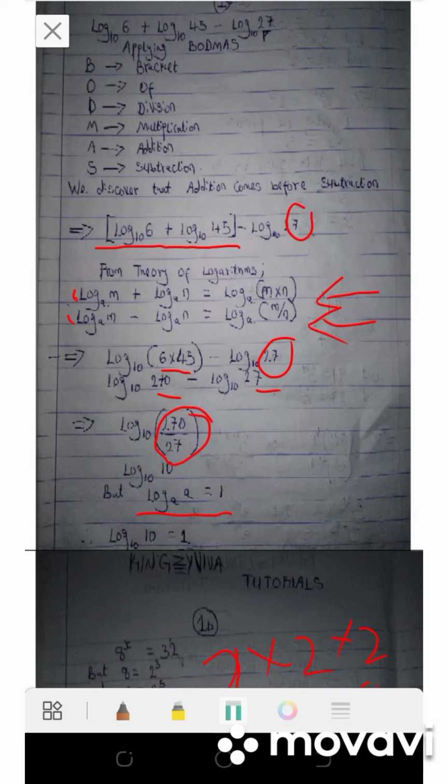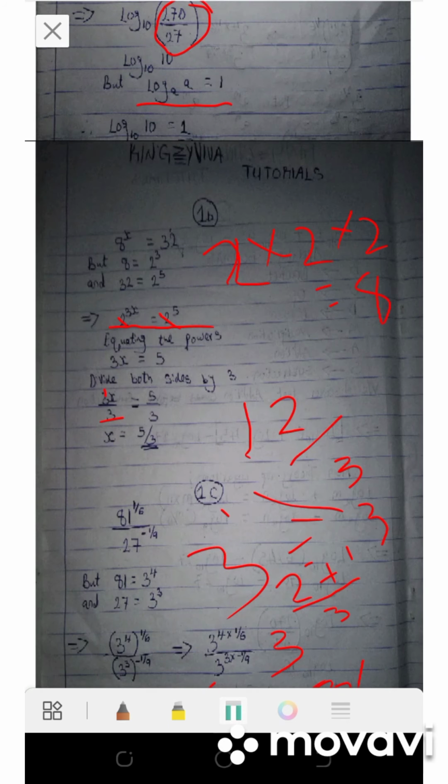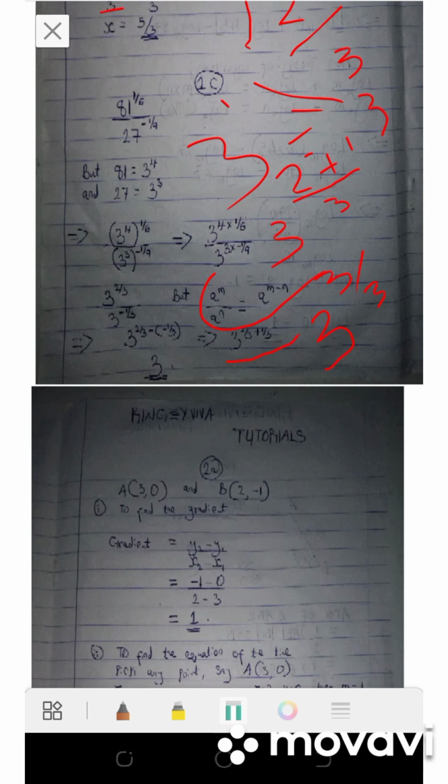To find the line's gradient, we go with the formula. It's also called M. You can say the gradient is equal to, so M is equal to, finding M is equal to y2 minus y1 over x2 minus x1.